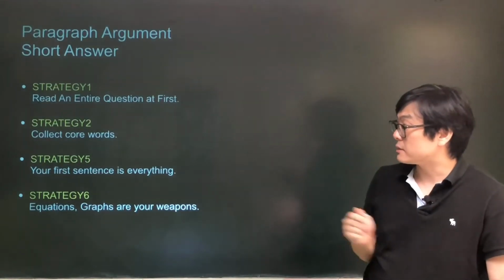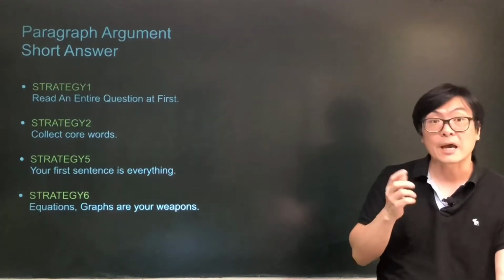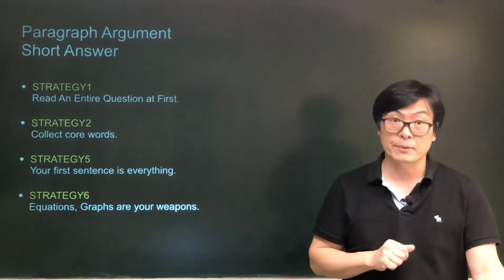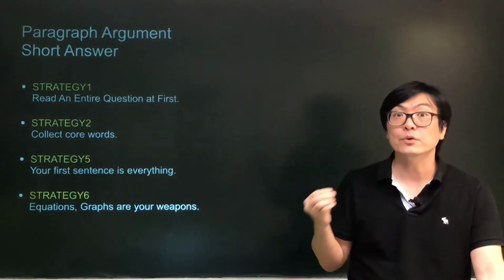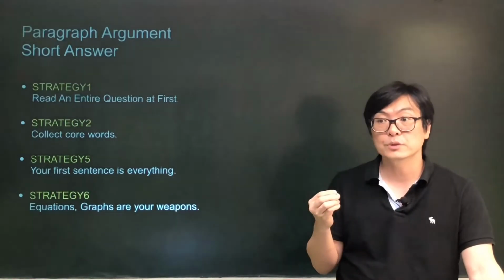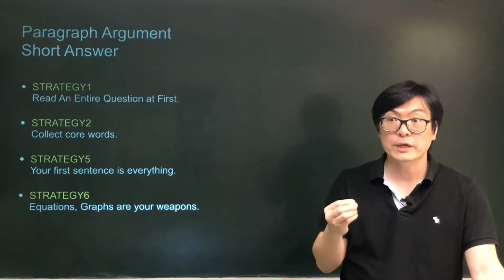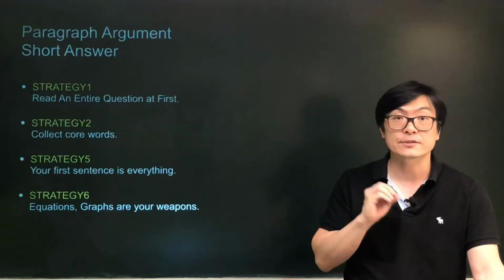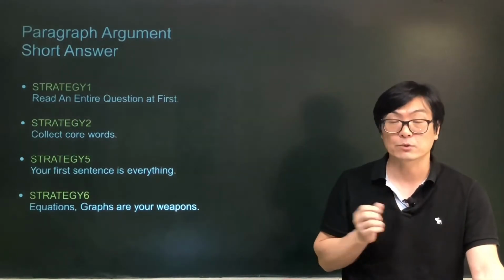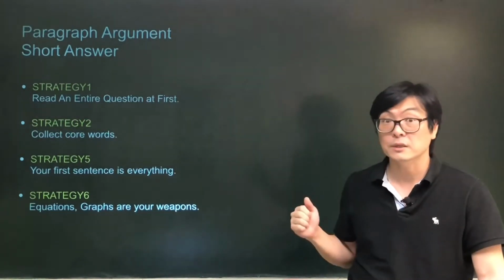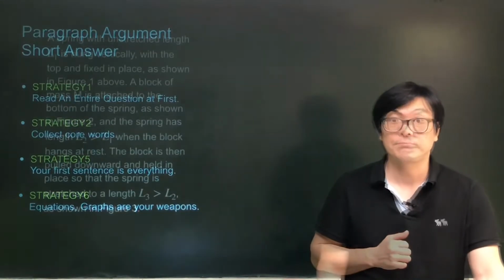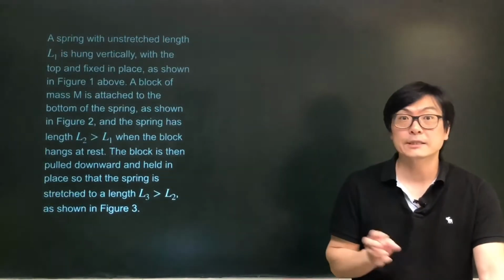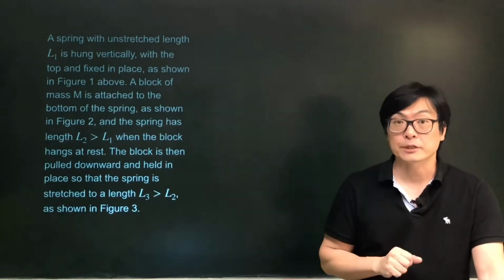And strategy 6: equations, graphs, and drawings are your weapon. If you use equations, graphs, or drawings, it's very easy to explain a physical situation without any unnecessary additional explanation or description. So use them to make your writing neater and more coherent. Now we will apply this strategy to the sample question.